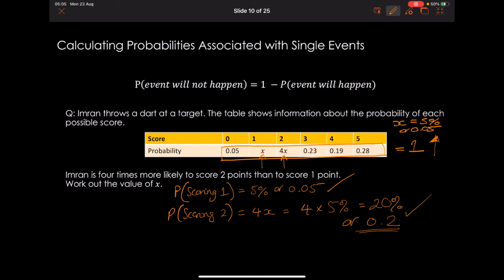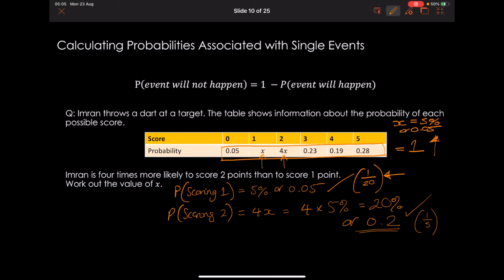You do need to be quite good at writing numbers as fractions, decimals and percentages. If these were fractions, this would be written as a fifth. This would be written as 1 out of 20. But you most likely won't be asked to do that. Okay?